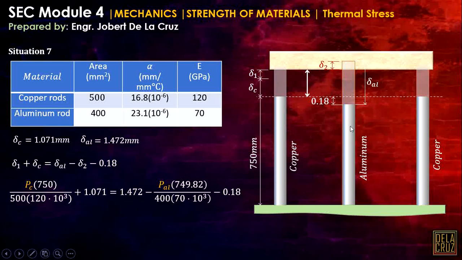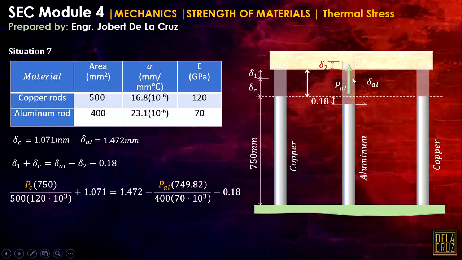So, that is PL. So, yung L natin dito is yung original length. That is 750 minus 0.18. So, ito yon. Divided by AE. So, our area is 400. Our E is 70 times 10 raised to 3 for megapascal. Minus 0.18. Now, as you can see, we have two unknowns here. So, saan natin hahanapin yung ating pangalawang equation? So, okay. So, analyze this one.